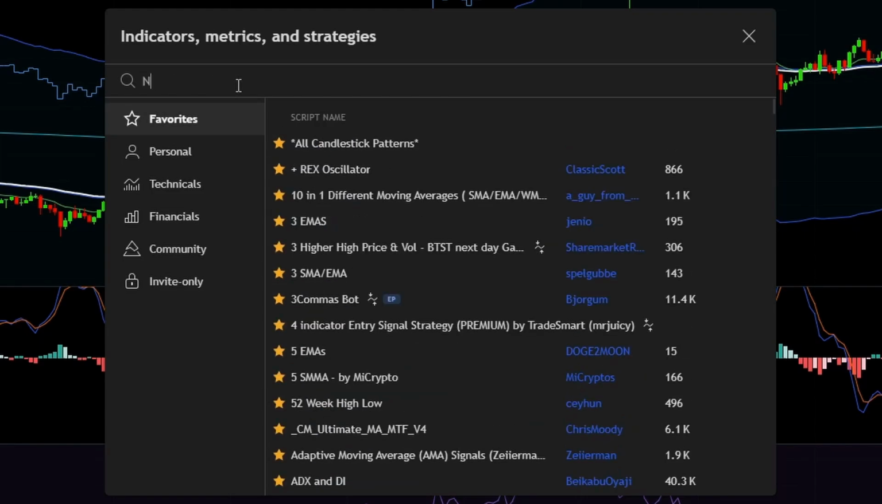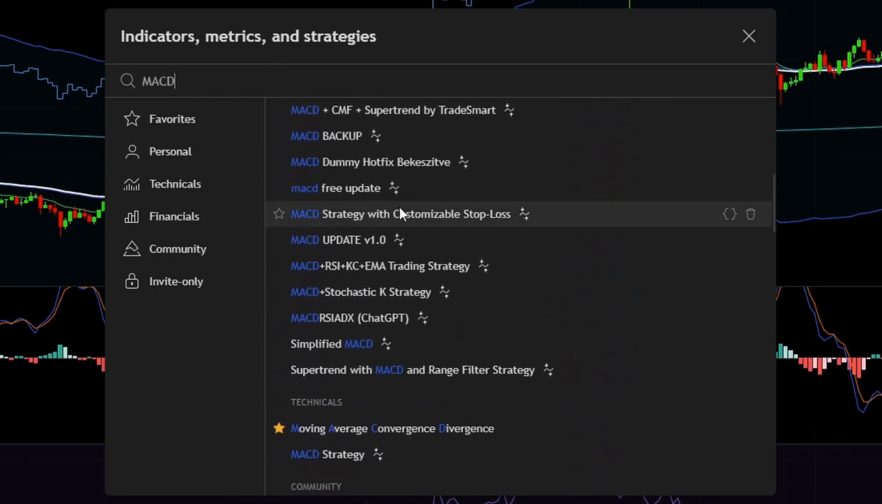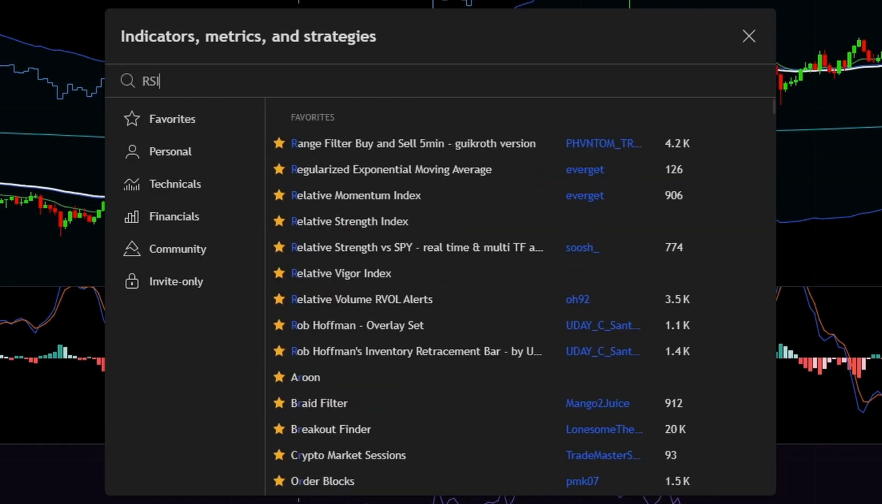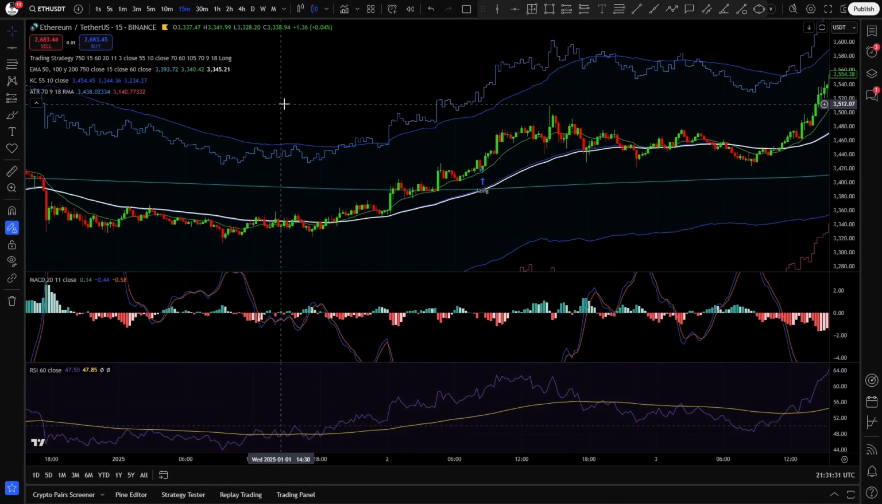Then type in NNFX ATR. This will be your stop loss and take profit indicator as usual. Then MACD. Add this one. And finally RSI. Click on this one. Okay, now we have all of the indicators on the chart, but of course I optimized this strategy, so we need to change a few settings. So let's go over them one by one.